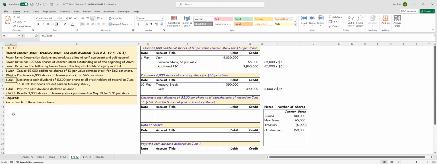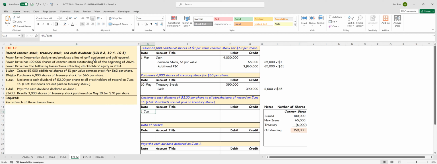On June 1st, I declared cash dividends of $2 per share for everyone who holds the share on June 15th. So 2 weeks from today, whoever's the shareholder, I'm going to give them $2 per share. They're giving you a hint. Dividends are not paid on treasury stock. I won't pay it on these 6,000. So this number is very important for me now.